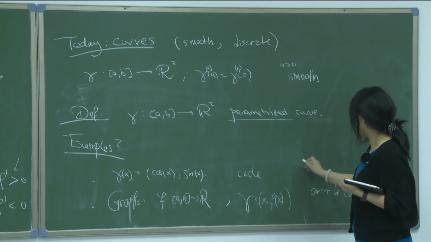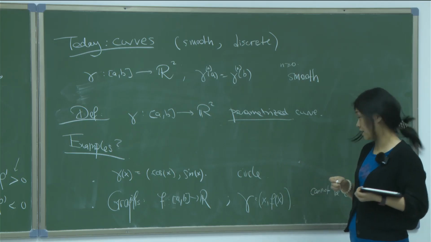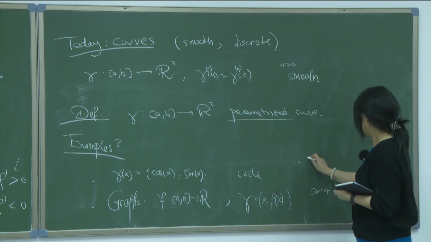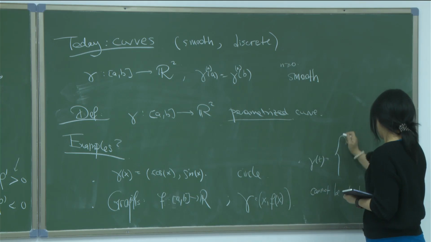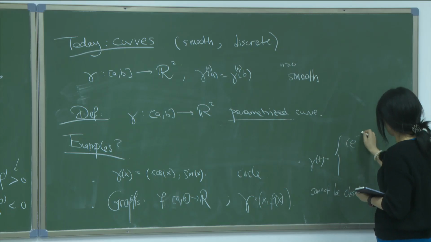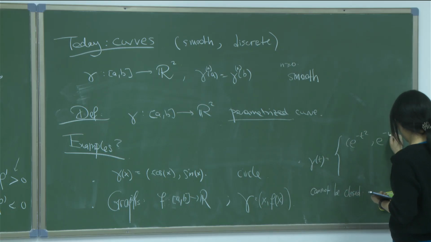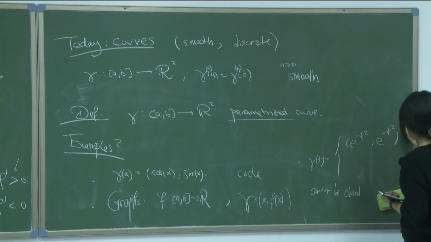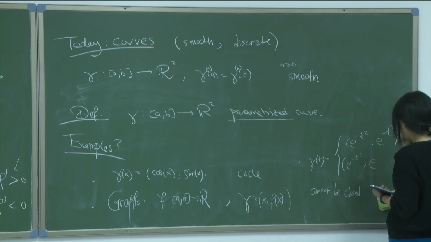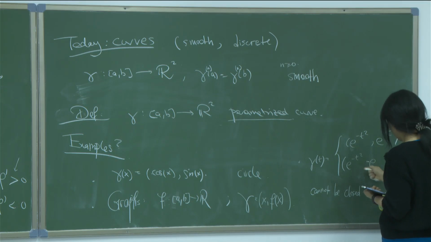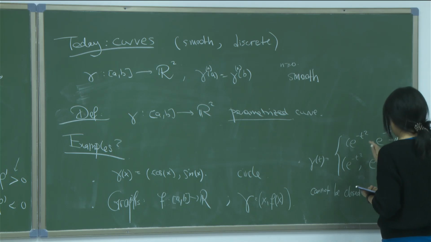But let me give you another example of a smooth curve, and you tell me how it looks, okay? If t is greater than 0, e to the minus, maybe, or minus 1. Let me. Wait a sec. I need to.